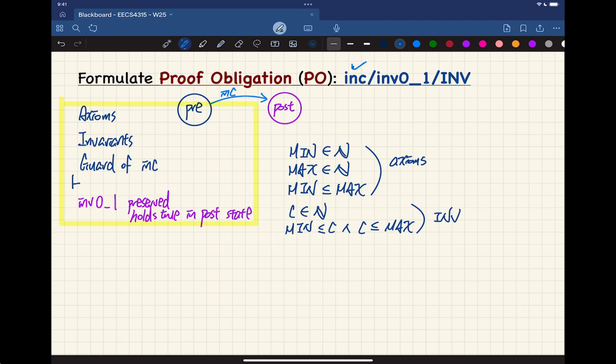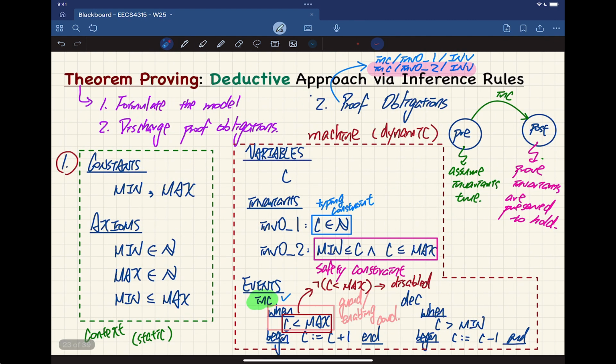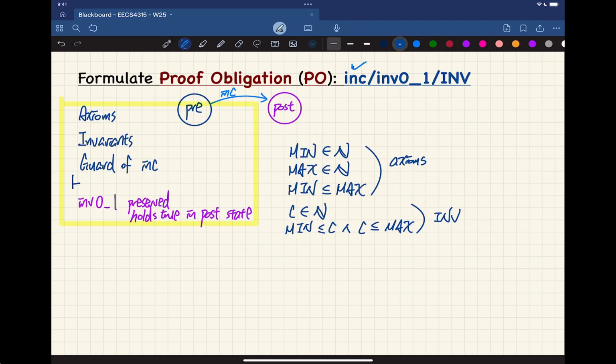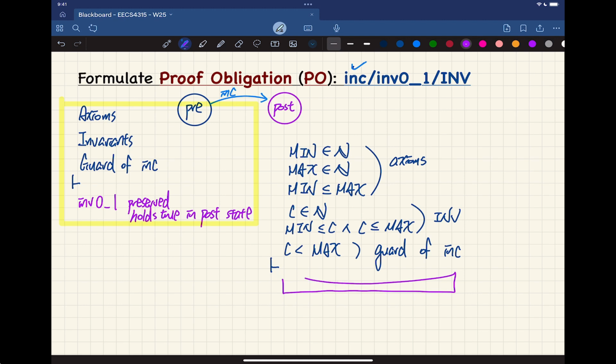And the guard for the events, if you recall, if we go back here, bear with me, this one here, right? That's a guard. C less than maximum. So this is the guard of the events that we want to verify. We want to prove the guard of increments. So these are all the antecedents we can have for the sequent. All right. Now, what should we put over here?